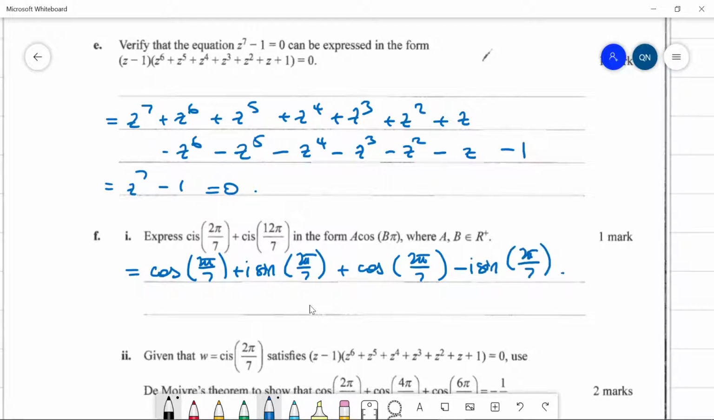If you want to see why it's the conjugate, cis of 12 pi on 7 is the same as cis of negative 2 pi on 7. Right? You could probably show that. I won't do it because I'm lazy. But yeah, these cancel, leaving you with 2 times the cosine of 2 pi on 7.